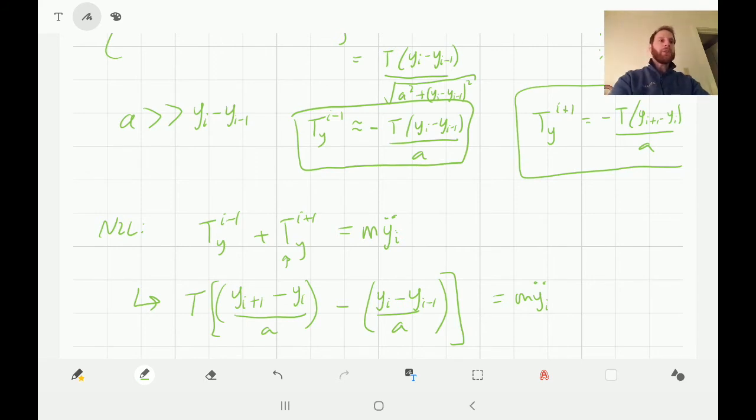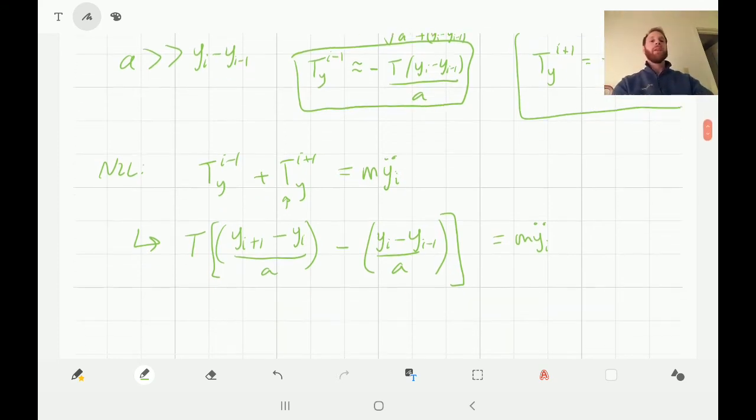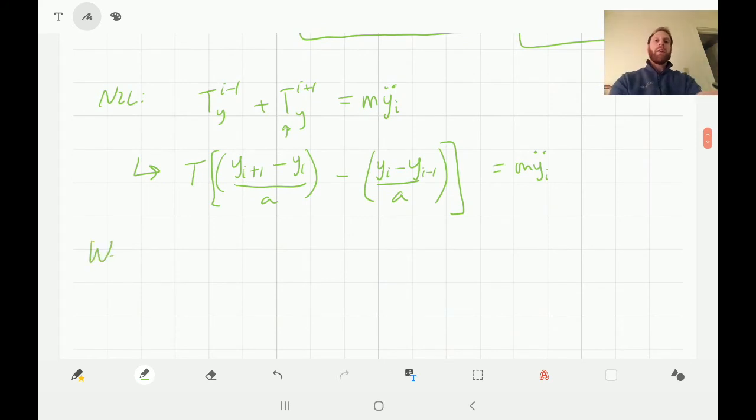Now, I'm writing this in a suggestive way because we've started off modeling the string as a bunch of discrete masses separated by a distance a, but we would like to let that distance a get very, very small. In fact, we want a to approach 0. We're also going to let the mass of each little thing approach 0 as well. But the combination of them, which I'm going to call mu, the linear mass density, this is the mass divided by a, will be a constant.